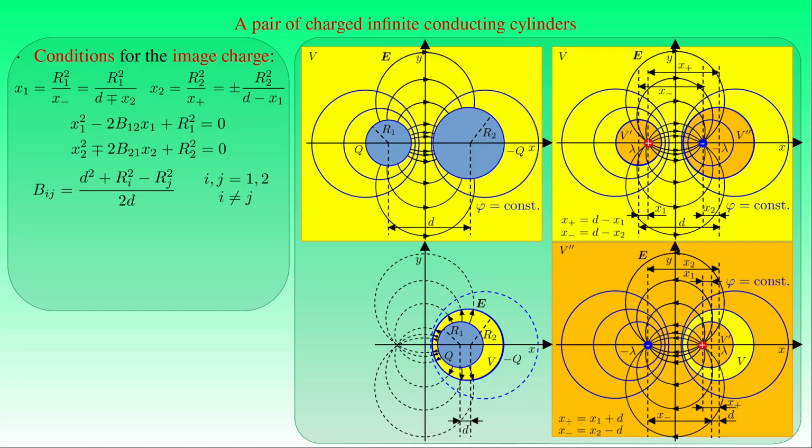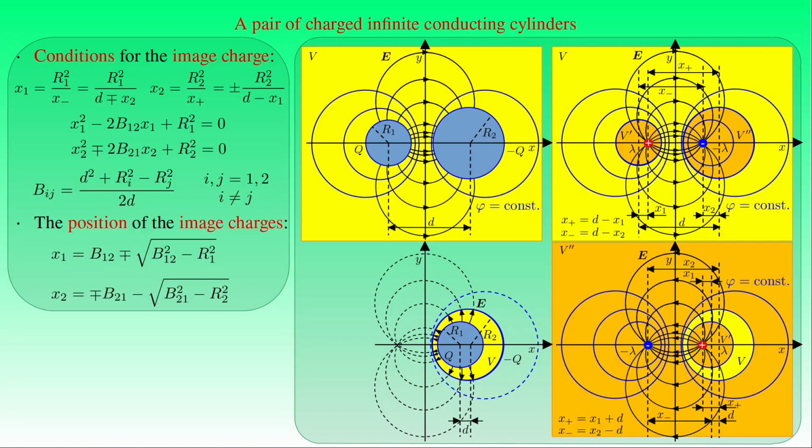Then the positions of the line charges are determined by the roots of these equations, and the distance x sub 1 between the positive image line charge and the center of the cylinder of radius r sub 1 is equal to b sub 1 2 minus or plus the square root of the difference between b sub 1 2 squared and r sub 1 squared, and the distance x sub 2 of the negative image line charge and the center of the cylinder of radius r sub 2 is given by minus or plus b sub 2 1 minus the square root of the difference between b sub 2 1 squared and r sub 2 squared.